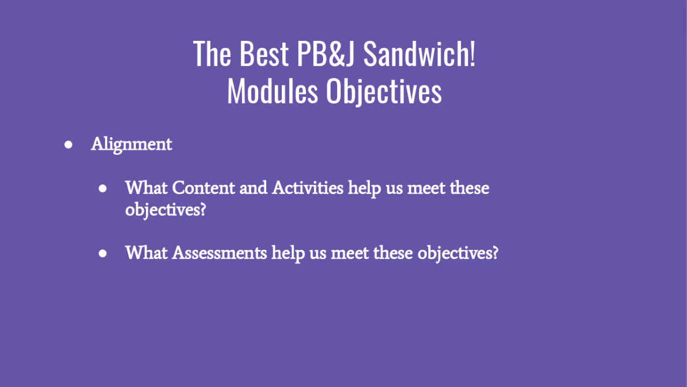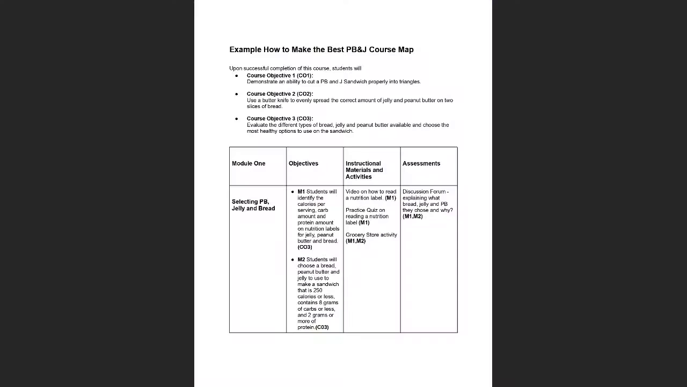So I'm going to put in the text box a link to the document that I'm going to show here. And this document is an example course map that Jamie and I created. And what we did is we hadn't gone through this activity with anybody at the time, and we came up with our own course objectives.